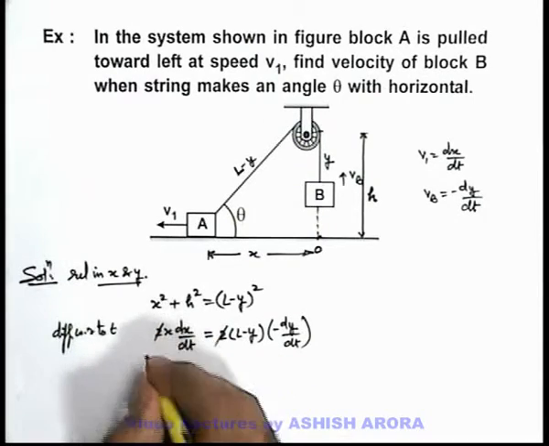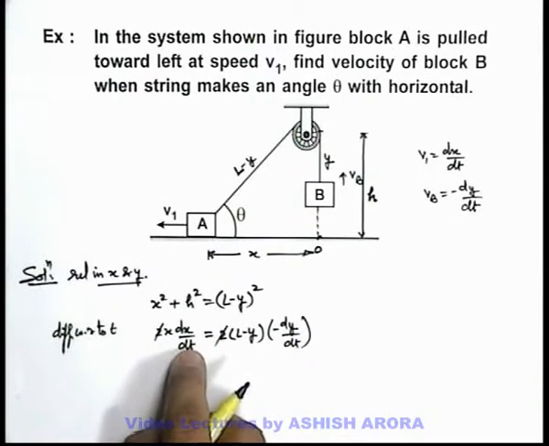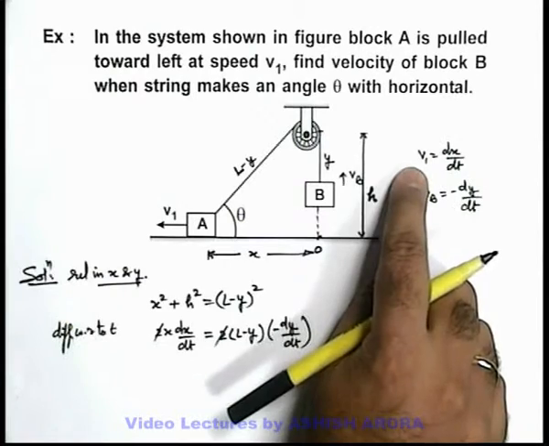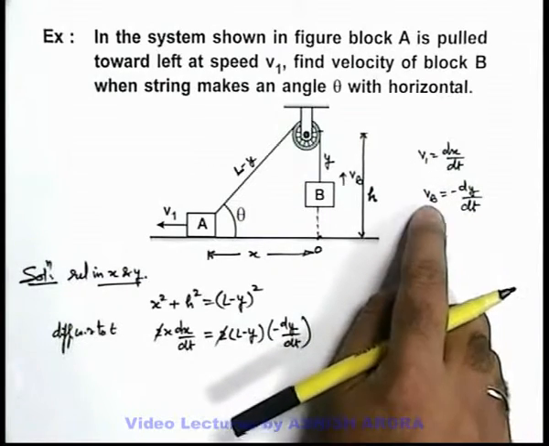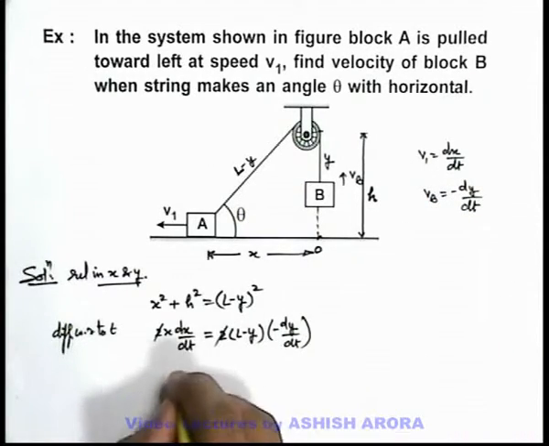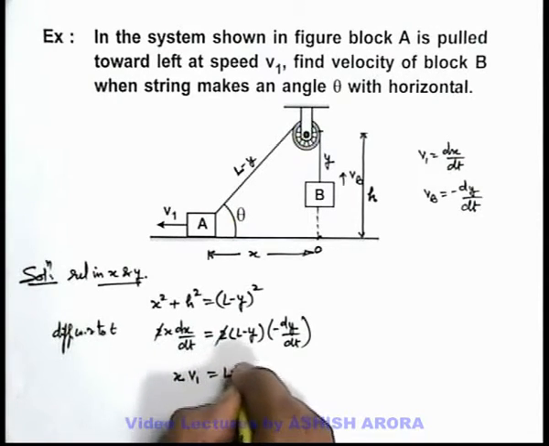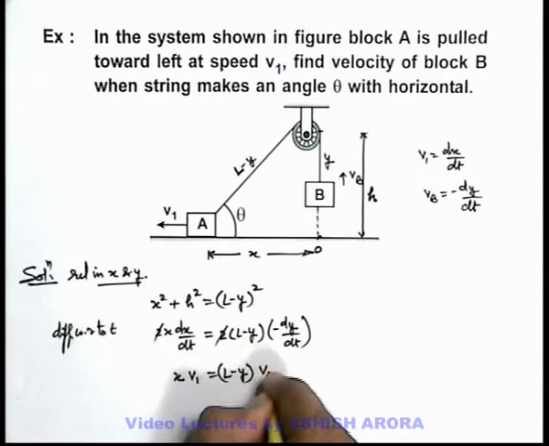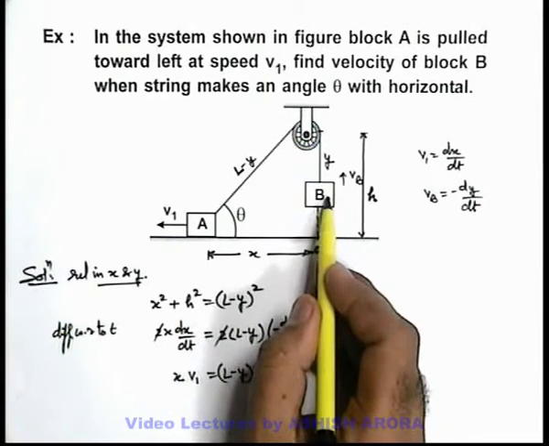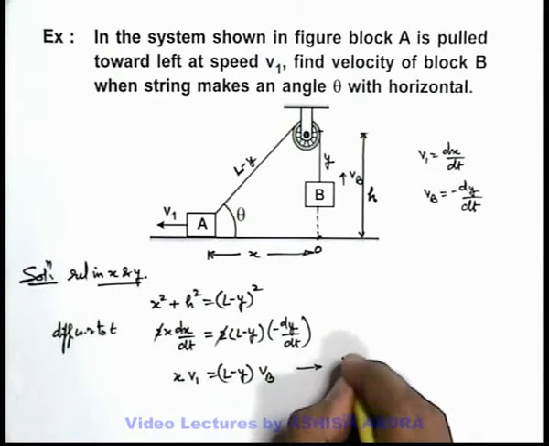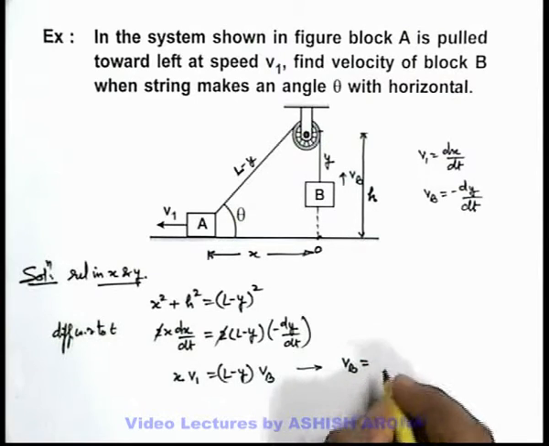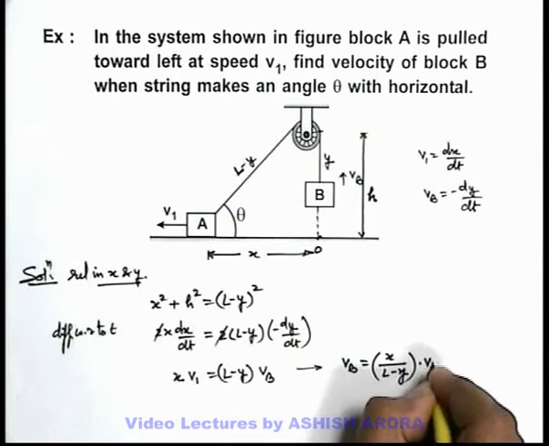This 2 gets cancelled out, and you can see that dx by dt I can write as v1, and minus dy by dt I can write as vb, so here it becomes x into v1 equals L minus y into vb. We are required to find the value of vb, so here you can see the value of vb is equal to x upon L minus y multiplied by v1.